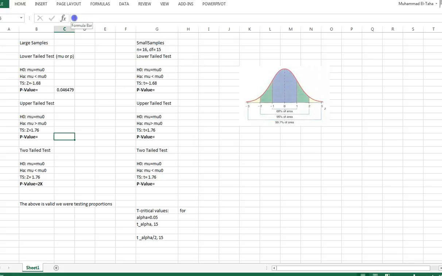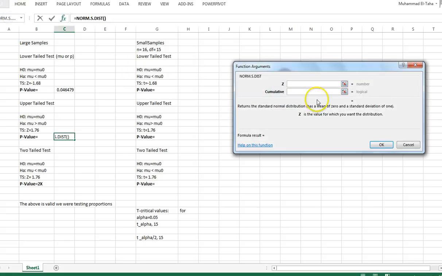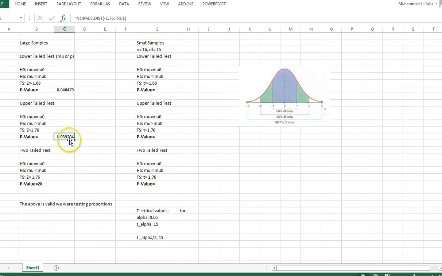If I put my equal sign and recover my normal distribution here, z equals, now I put the negative value, negative 1.76, TRUE, and there it is. So even though I'm looking at this area, I calculated the corresponding area here, which is the same thing.